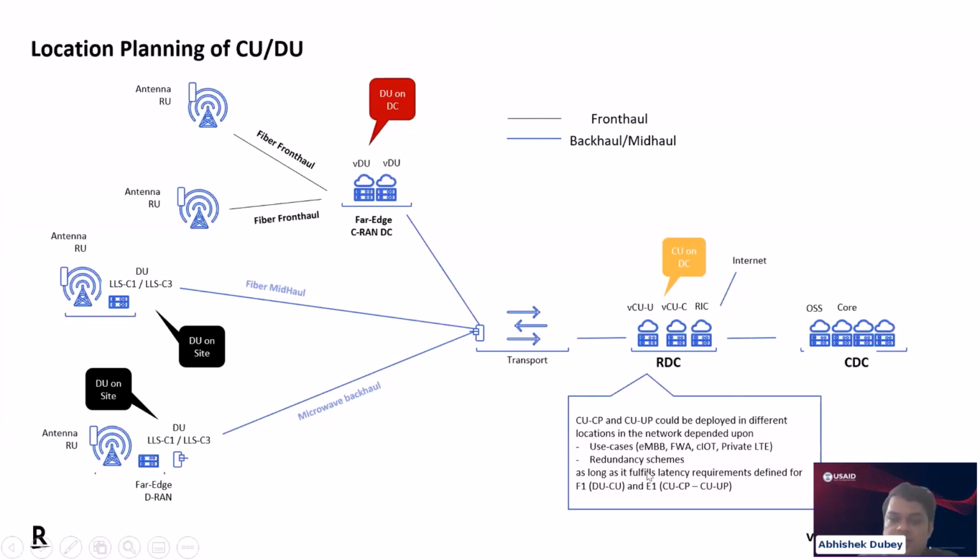So in summary, as long as you fulfill the latency requirement defined by the F1 interface, which is your midhaul interface, and the E1 interface, which is between the CUCP and CUUP, you can deploy anywhere in RDC, CDC or forest center. But keep in mind, as I told you, if you are putting this CU here, you cannot use the CU's resources for these DUs. You need to keep that in mind while planning your network. I hope I'm clear here. We can move to the next part.